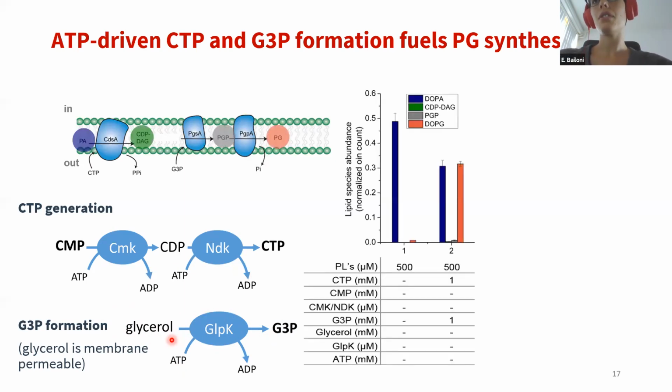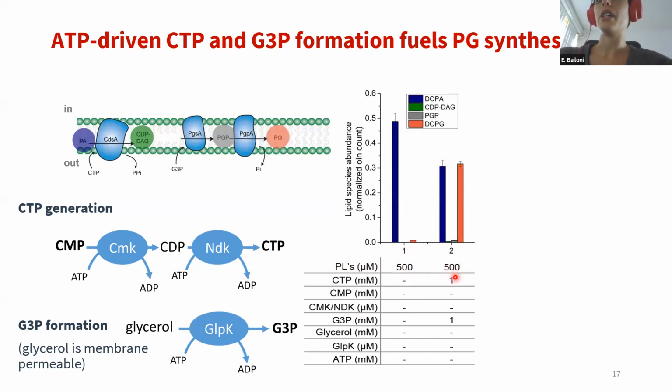So here are a few results. When we have the phospholipids, but none of the components, we are basically looking at our substrate levels. So the total PA that is present in our system.